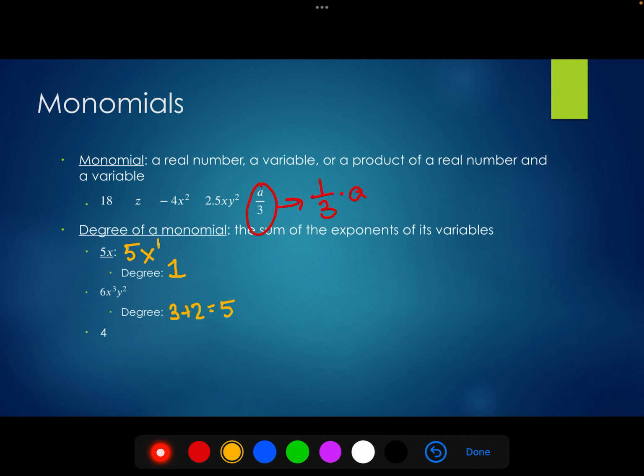And next, we just have the number 4. This term has no variables attached to it, so there are no exponents to go along with a variable. Since there's no variable and no exponents, we say that the degree of this constant, this 4, is 0.